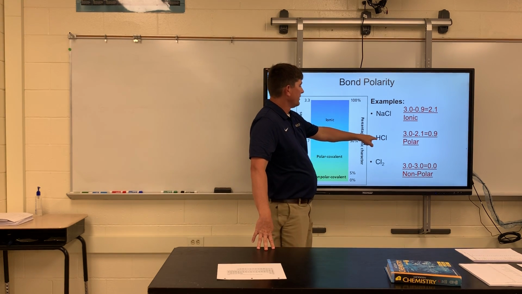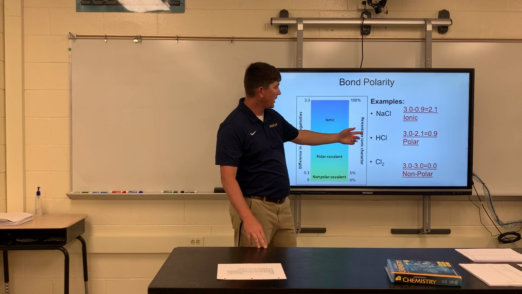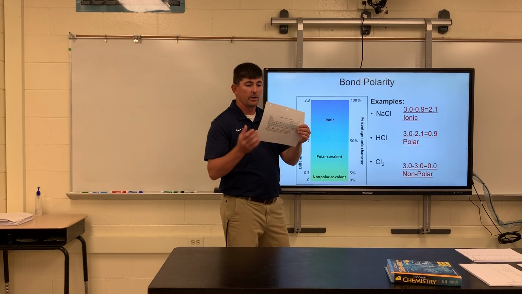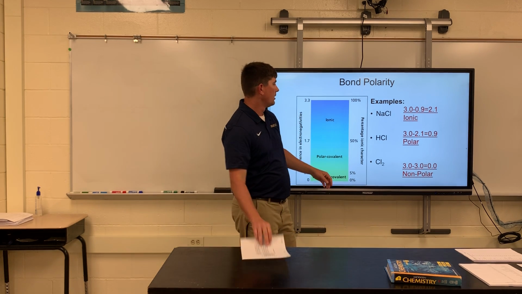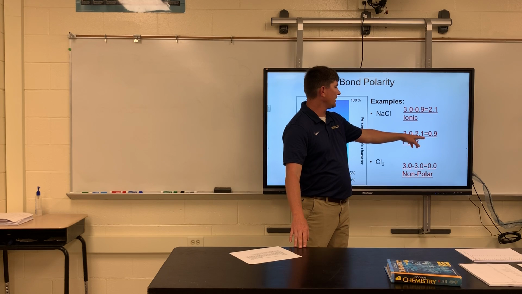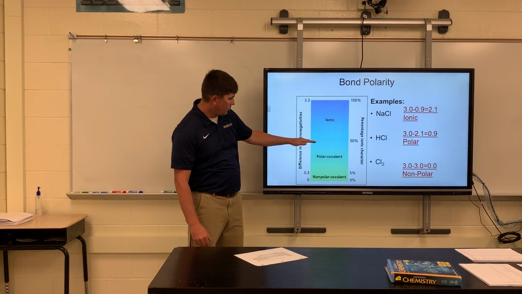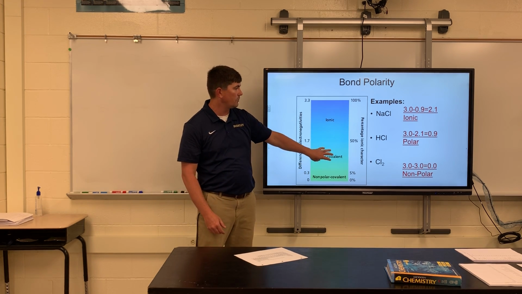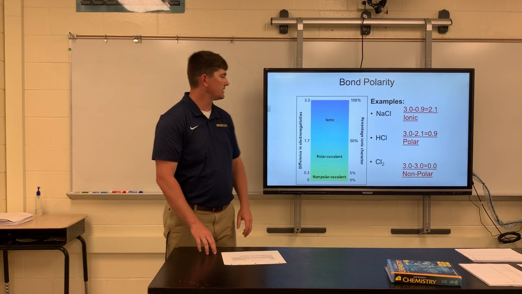Then we have hydrochloric acid, HCl. Chlorine, once again, is 3.0. Hydrogen is 2.1. So 3.0 minus 2.1 gives us 0.9. That is below 1.7, so it's a covalent bond, but it's above 0.3, so we would classify it as a polar covalent bond, which we'll talk more about in just a second.